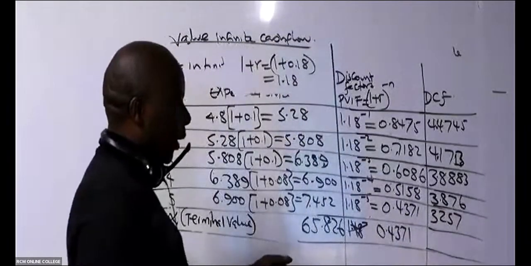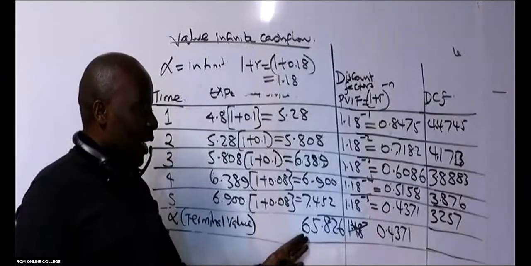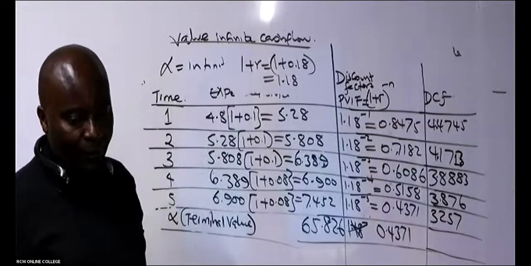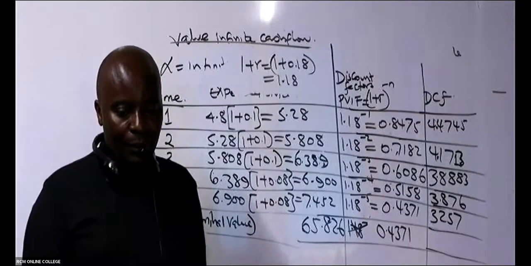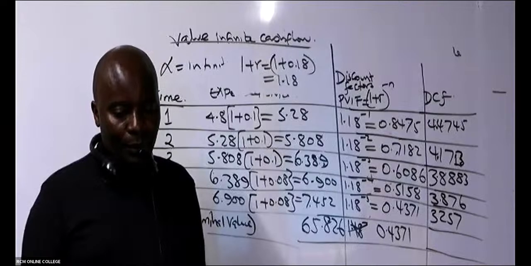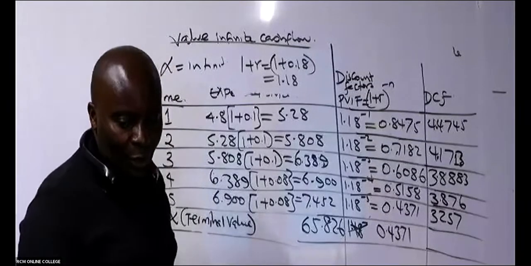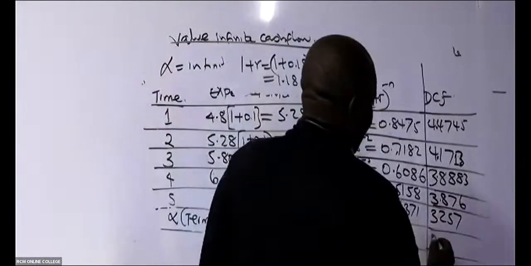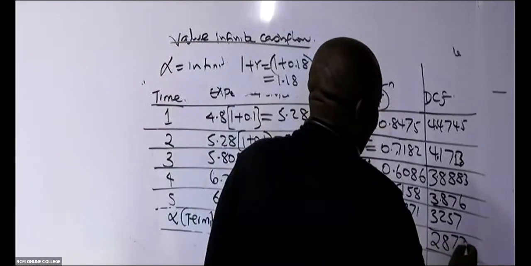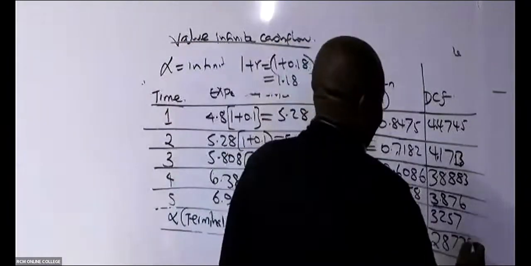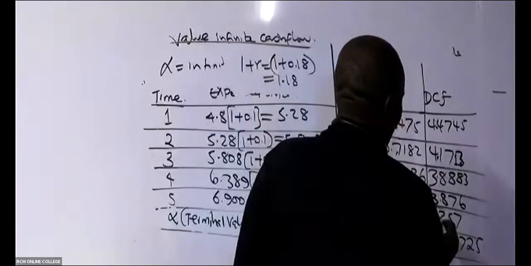Then move on to the next one. The next one, what do we have here? 65.826 times 0.4371. 28.77 something, 28.7725. Decimal there.